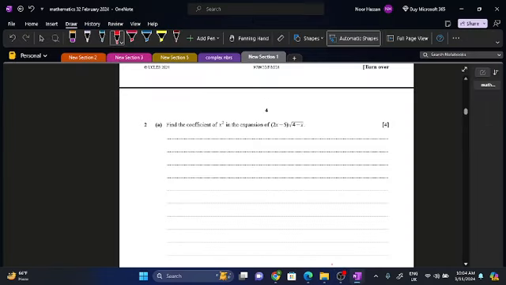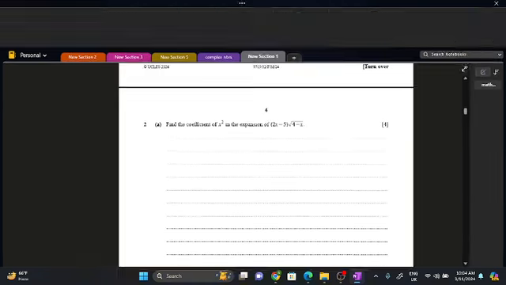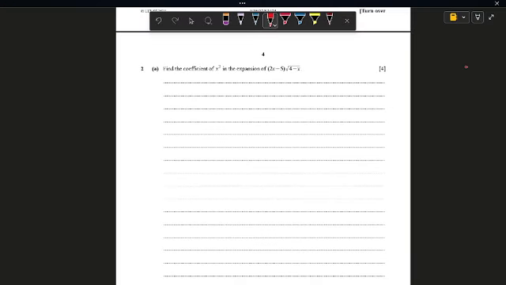Second question suggests: find the coefficient of x square in the expansion of (2x − 5) times the square root of (4 − x). Here you have to figure out an expansion up to the coefficient of x square.